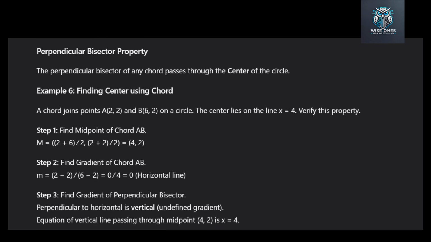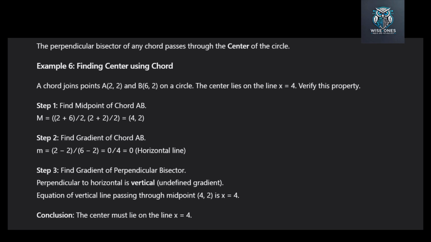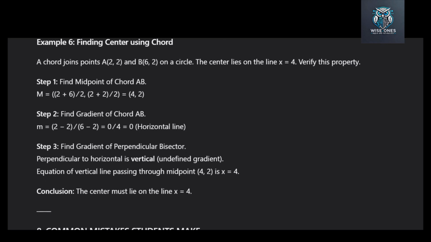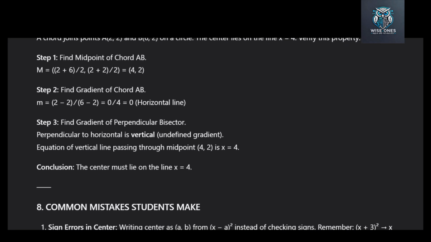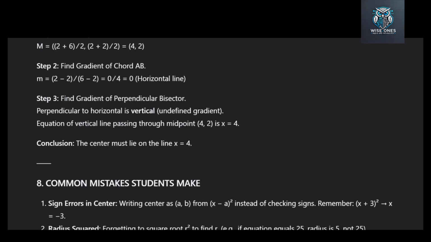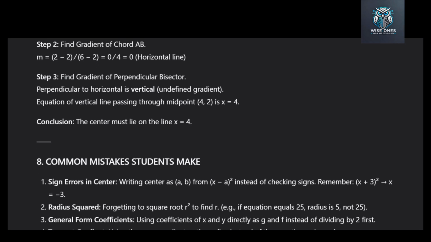Step 2. Find gradient of chord AB. Gradient m equals (2 minus 2) divided by (6 minus 2). 2 minus 2 is 0. So the gradient is 0. This means the chord is a horizontal line.